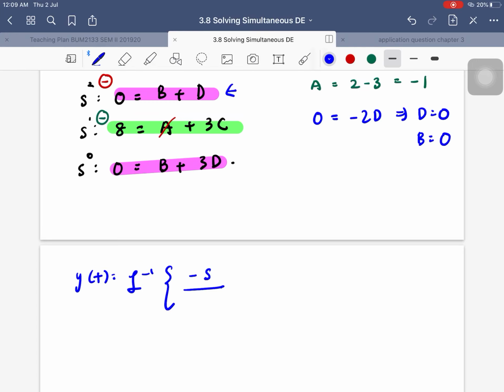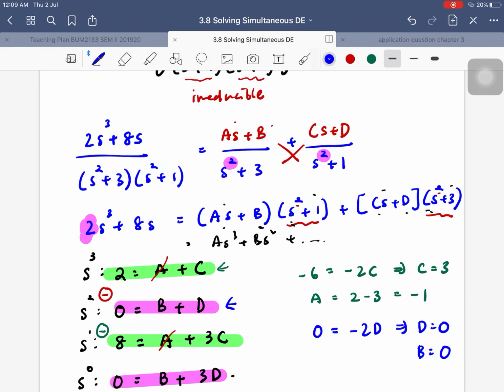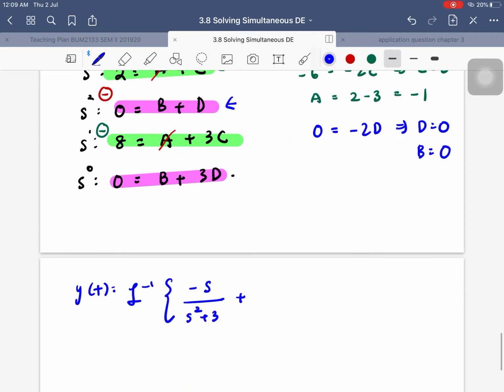So it's going to be negative s over s squared plus 3, plus, so my c value is going to equal 3 and my d value is going to equal 0. So I'm going to have 3s over s squared plus 1. So that is how my equation looks like. It's a very simple one.